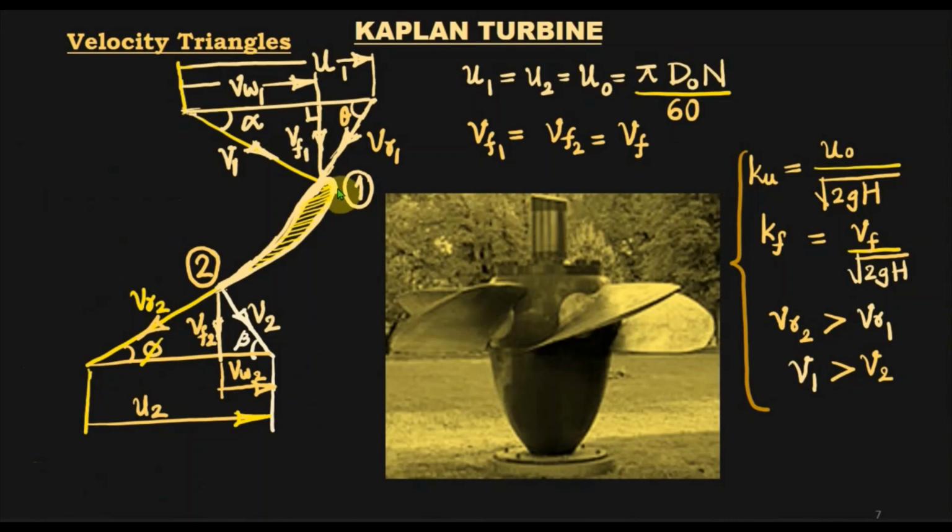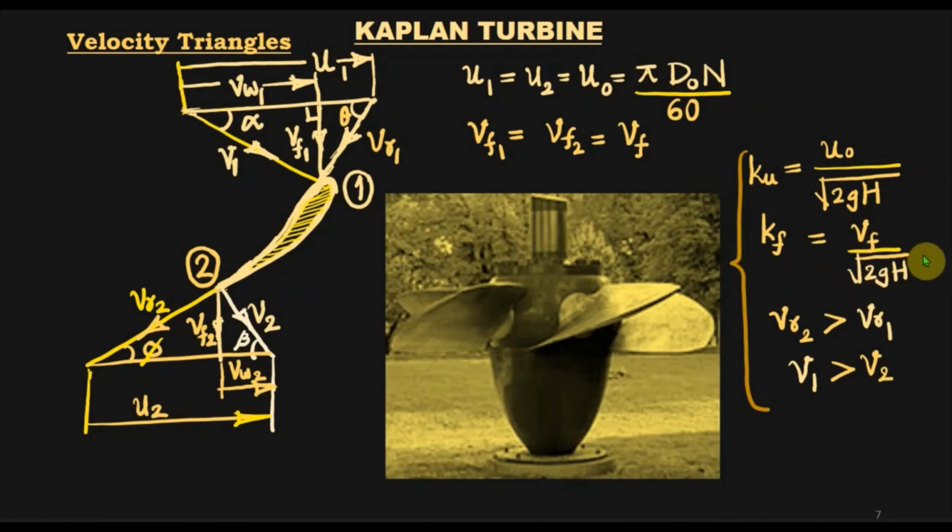Now the velocity triangle, by indicating the sectional view of a vane, is shown over here. The sectional view of one blade is shown over here. This is the inlet tip 1 and outlet tip 2, and we have reproduced the velocity triangle discussed in the previous diagram as it is. While answering numerical problems or drawing the velocity triangles for a Kaplan turbine, you can copy these diagrams. Two important ratios for solving numericals that you should remember: Ku is the speed ratio, which is equal to U0 by root of 2gH, and Kf, the flow ratio, is equal to Vf divided by root of 2gH.